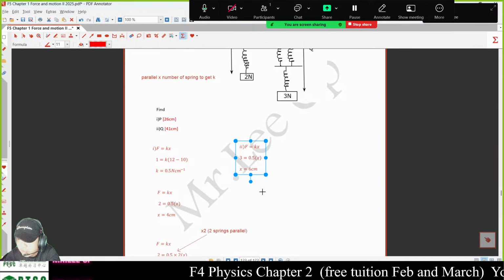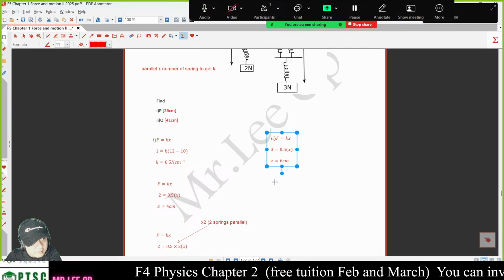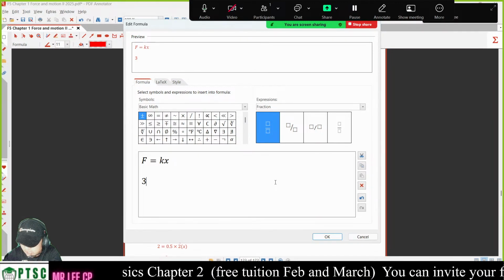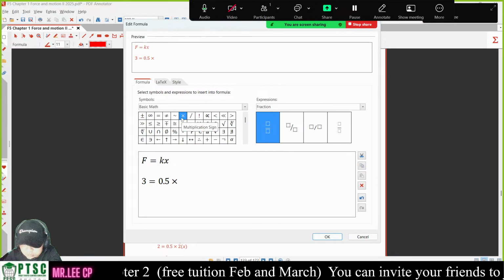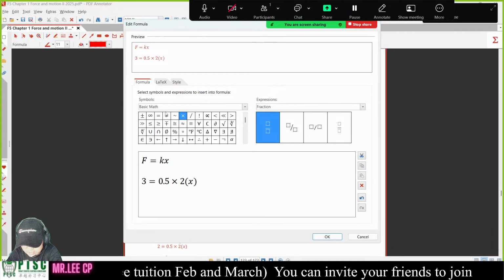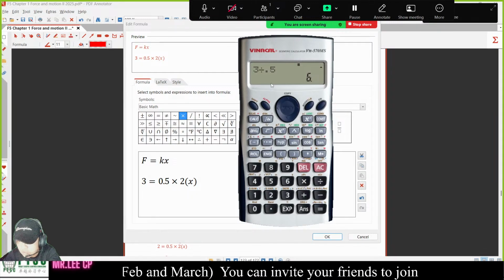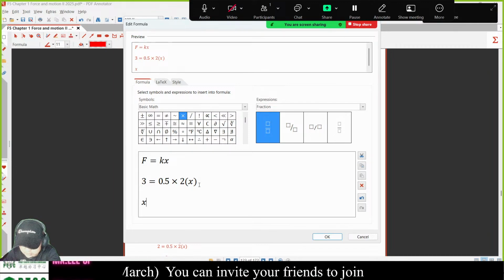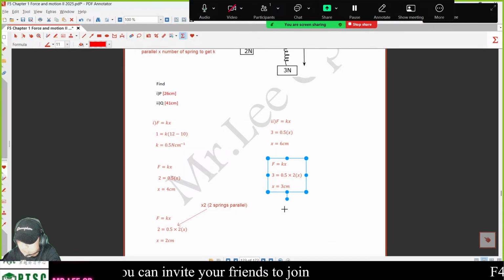Now two springs together, you have to arrange the springs in parallel, right? So you times 2. Your K, you need to times 2. So F is Kx. F is 3. K, now it is 0.5. I multiply by 2, right? Because two springs are arranged together. So I find X. 3 divided by 0.5 times 2. 3 divided by 0.5 is 6, divided by 2. So you get 3 cm. X is 3 cm. So it extends 3 cm.